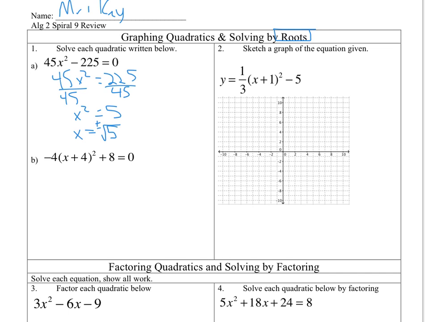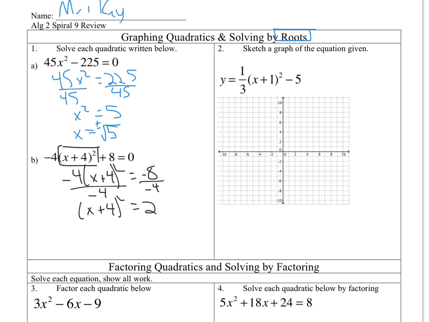Next one. This looks scarier. It's this part B. But if I think of it like a linear equation, if I think, okay, this is like my linear part. It's not linear, but let's pretend it is. I want to get that by itself. So the first thing I'm going to do is subtract that 8. Then I still want to get that whole parenthesis thing by itself, so I'm going to divide by negative 4. So I'm going to have x plus 4, oopsie poopsie, x plus 4 squared equals 2.